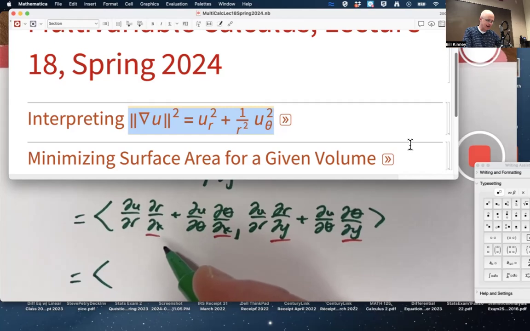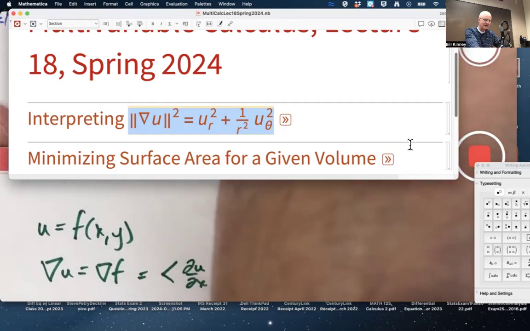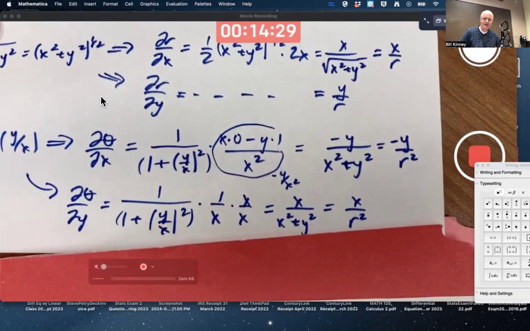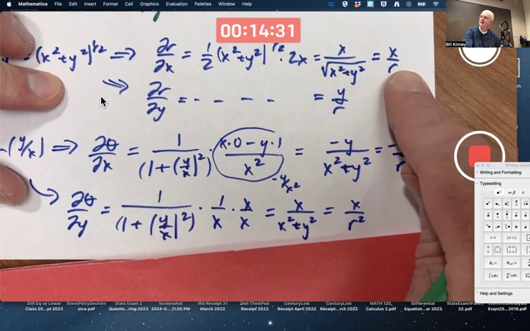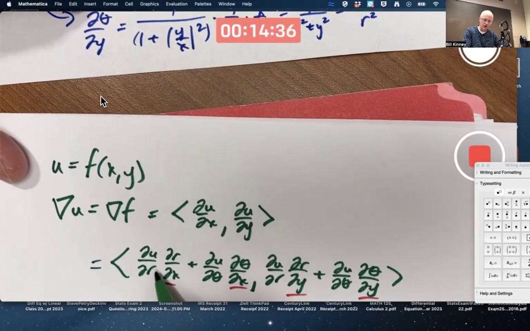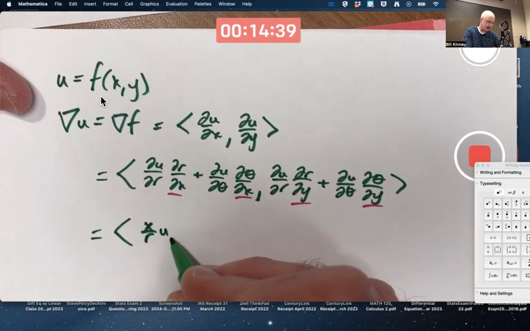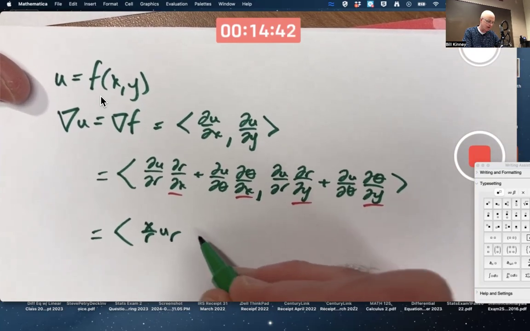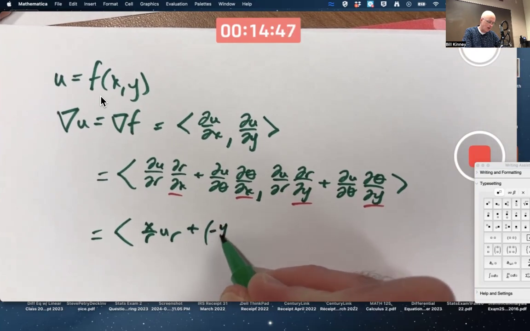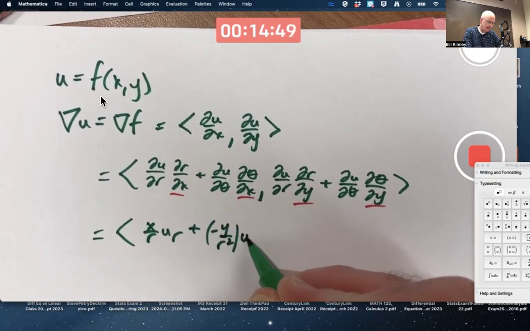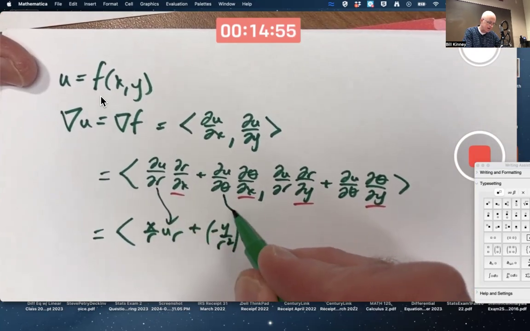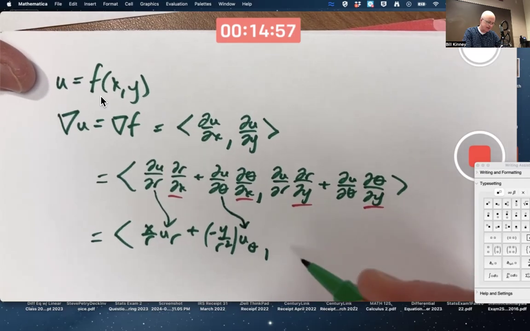Partial of r with respect to x is the same as x over r. So I could write x over r times the partial of U with respect to r. I'll just write that as U sub r. Partial of theta with respect to x, that was negative y over r squared times the partial of U with respect to theta. I'll just write that. So this is going there and this is going there.